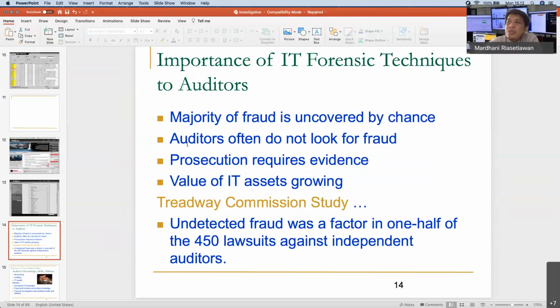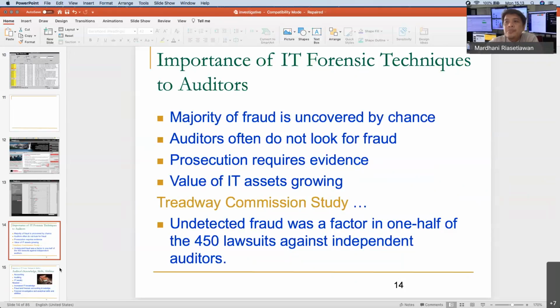Auditors often do not look for fraud itself, but we focus on how fraud happened, what the pattern and behavior are, what we can do because of this fraud, and what the risk is. Then we need to require evidence, and also ensure that IT value keeps growing all the time. If much fraud is undetected, it becomes a lot of problems for the company and organization.